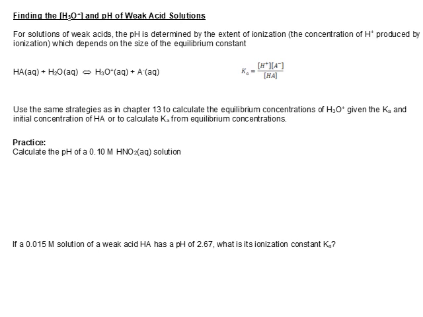Let's apply what we've learned to try to find the concentration of H+ and the pH of a weak acid solution. For solutions of weak acids, the pH is determined by the extent of ionization, the concentration of H+ produced by ionization. This depends on the size of the equilibrium constant, the Ka value. For a generic reaction of HA plus water to make H+ and A-, we have our Ka expression. We will use the same strategies as we did in Chapter 13 to calculate the equilibrium concentrations of the H3O+ ion given the Ka and initial concentrations of HA. For example, calculate the pH of a 0.1 molar nitrous acid solution.